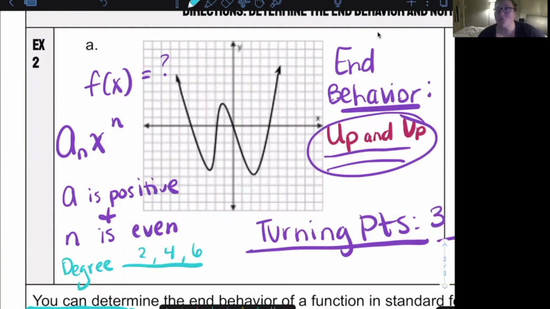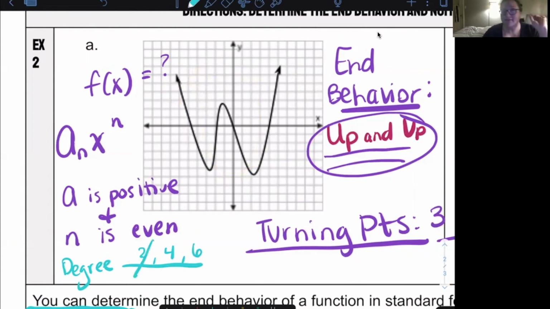But what would the least degree of this function actually be? I know that for a degree 2 polynomial, I would have a quadratic, which means I should have a parabola. So if this graph was a degree 2, it would be a U-shaped graph. And this function is not a U-shaped graph. It's more like a W. So I know because of that, that it's not a degree 2.